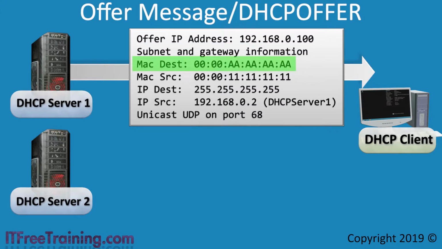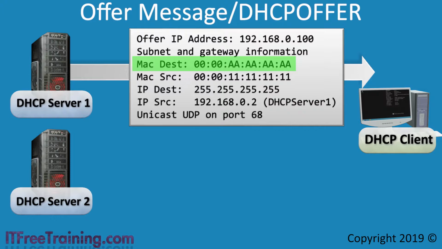Notice that the destination MAC address is set to the device's MAC address. Since the DHCP server now knows the MAC address of the device, it can send a direct message to the device rather than using a broadcast. It is possible for the device to request that the DHCPOFFER message is sent using a broadcast.